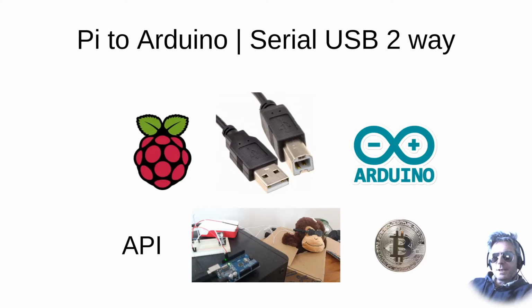Hello everybody, so this video is Pi to Arduino, serial USB two-way communication using Python on the Raspberry Pi, communicating with an Arduino Uno. This project, as you can see from the slide, is going to involve using an API to fetch the Bitcoin price, and what we'll do is take that information and manipulate it so that we can send a value to the Arduino, which will then make the Arduino do something.